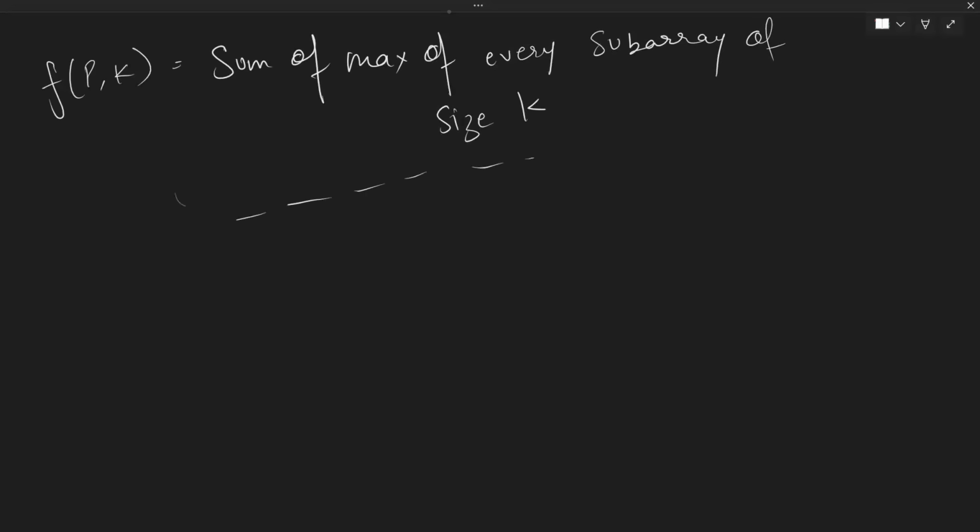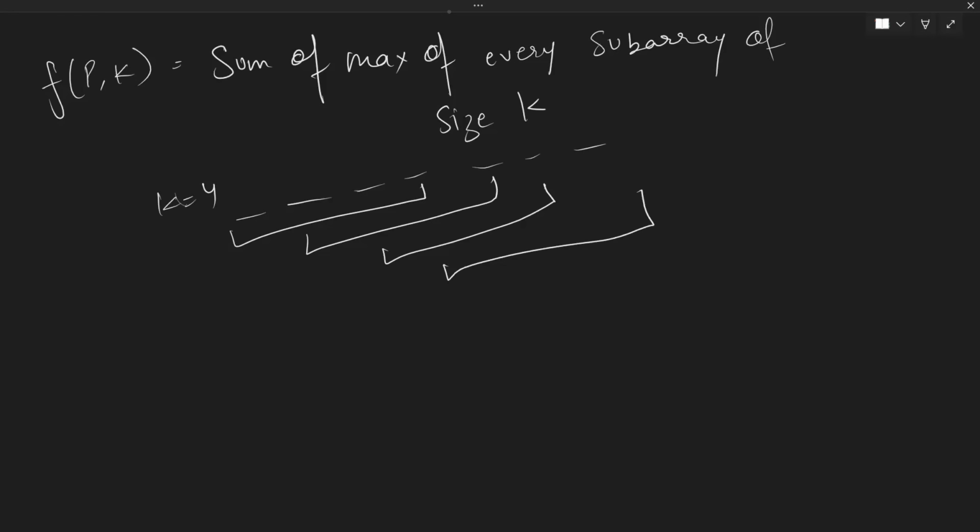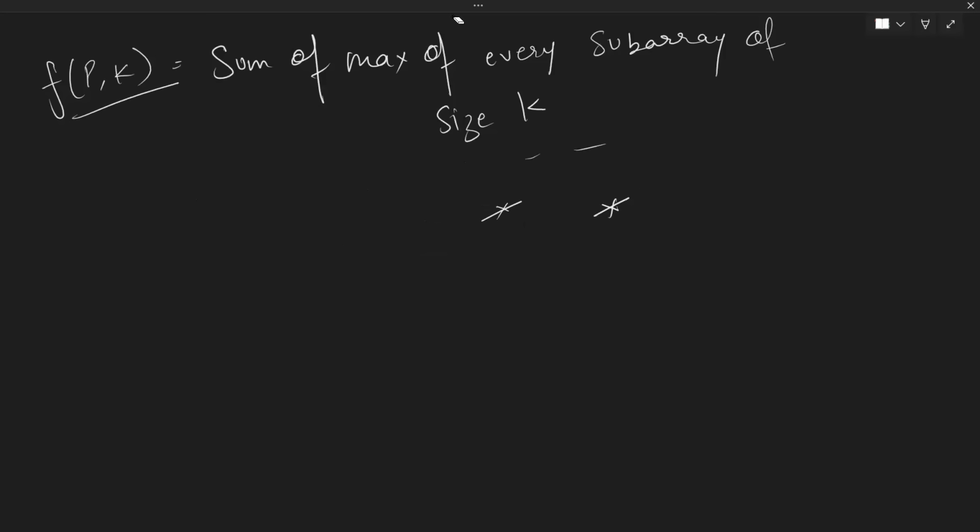So if you have this array and your k is 4, there are these subarrays: first subarray, second subarray, third subarray, and fourth subarray. So there are 4 subarrays. Each will have a maximum, like here, here, here, and here. So add these 4. This is your f of pk. Now this is clear, right? F of pk is clear to everyone.